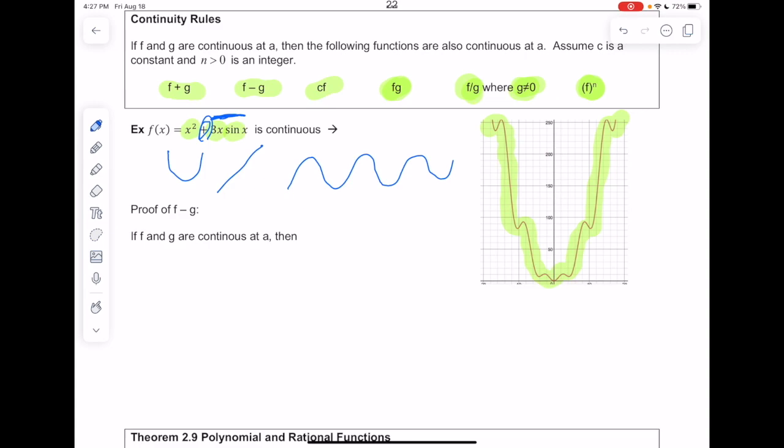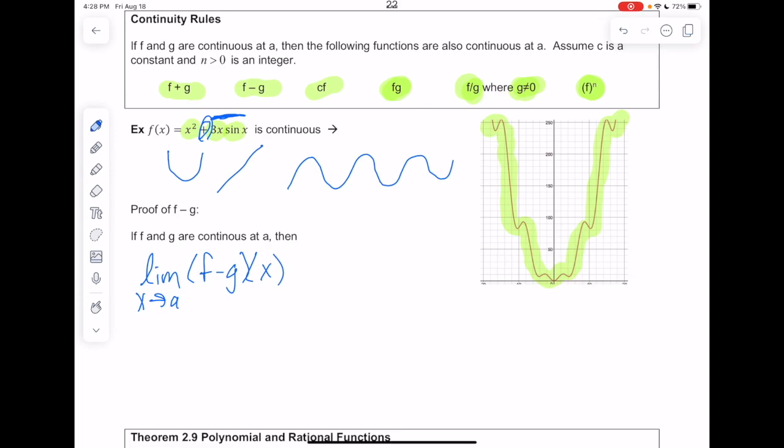Well, let's just start trying to get to the main piece of continuity. Let's try and find the limit as x approaches a of (f minus g)(x). If that turns out to be (f minus g)(a), then we will have shown the limit exists, that the function is defined, and that they're equal. And if we have all three of those things, we've got what we need.